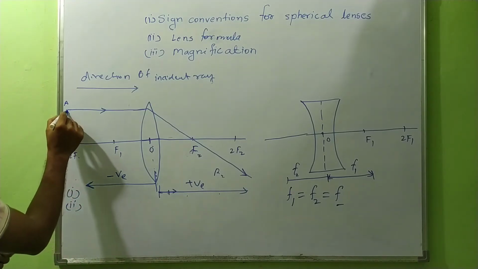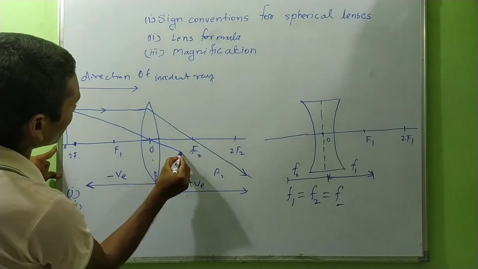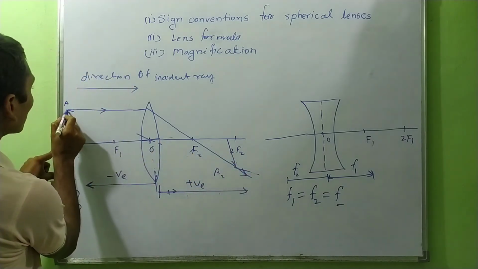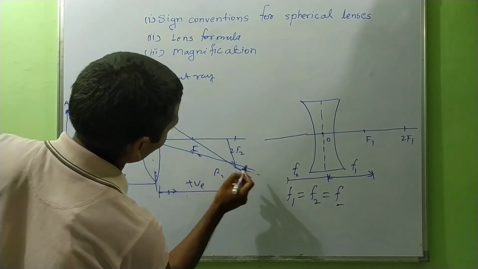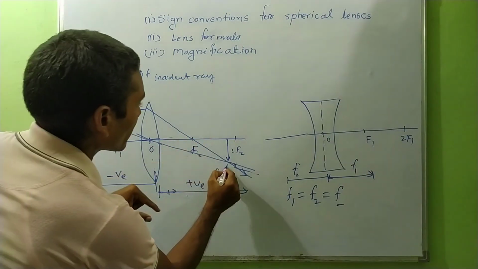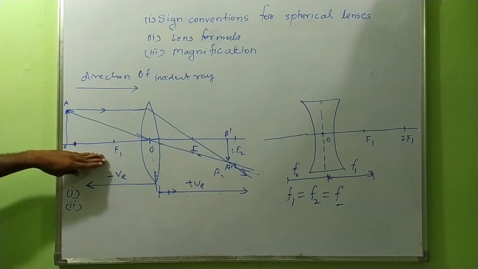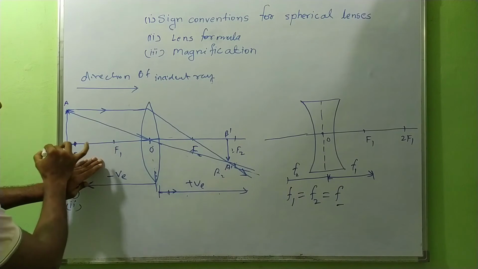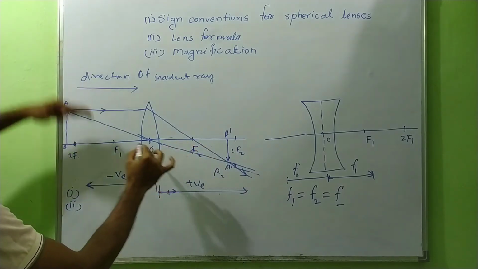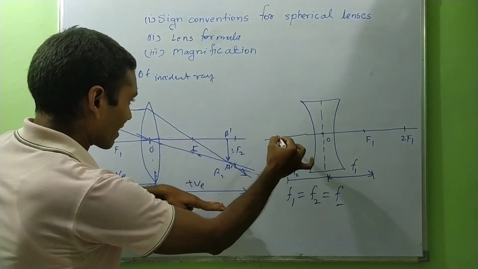And you know, this is the height of the object, and if a light ray travels towards the optical center, after passing through the lens the image will be formed here. So this is the object and this is the image, A dash B dash. The height of the object is upward with respect to the principal axis, but the height of the image is downward with respect to the principal axis.